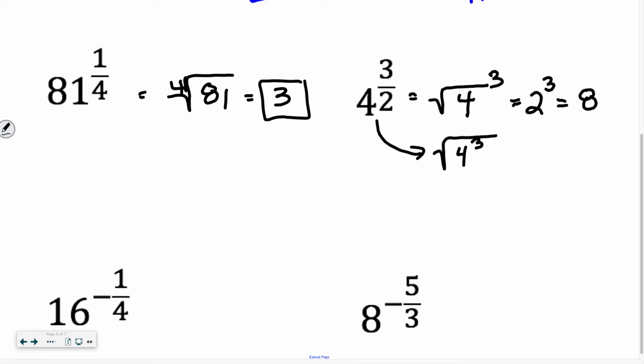Another way for you to have done that was to say it was the square root of 4 cubed. I think that's what you were maybe thinking. And so then that's the square root of 64, which is also 8. So it doesn't matter where you put the 3. I just like to have it on the outside so I can make it smaller and smaller. Okay, now I do want to show you one thing about 81 to the 1/4.